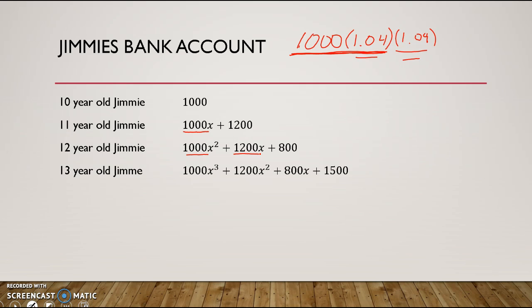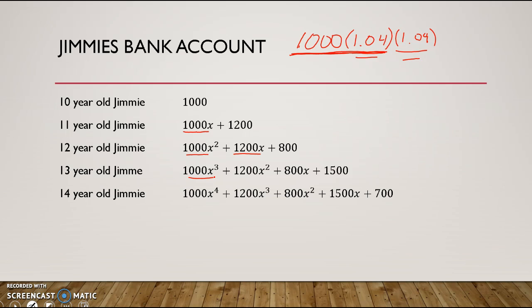So now when Jimmy turns 13, his original $1,000 has now been in the bank for 3 years. And so we're multiplying it times x to the third, whatever x happens to be. The 1,200 has been in the bank for 2 years, so we multiply it times x squared. The 800 now has been in the bank for 1 year, so it's just multiplied by x. And then his rich uncle gave him another $1,500.